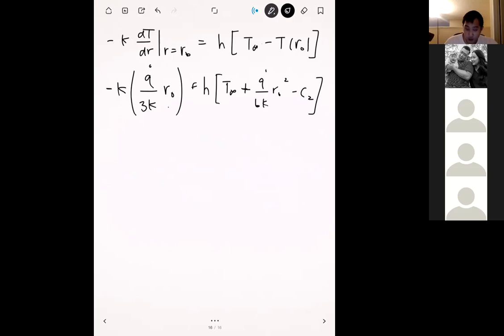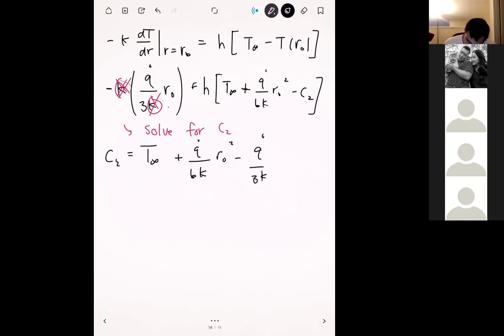All right. And so since we're out of time here, I'm just going to go ahead and skip to the end, right? Right, so we can see here that the k's are going to cancel out and we can solve this for C2. Okay. And what we get is C2 is equal to T infinity plus q dot over 6k r0 squared minus q dot over 3k r0, okay? And so we plug all that in, then what we get is our final answer: T of r is equal to q dot over 6k times (r0 squared minus r squared), okay? Minus q dot over 3k r0 plus T infinity.